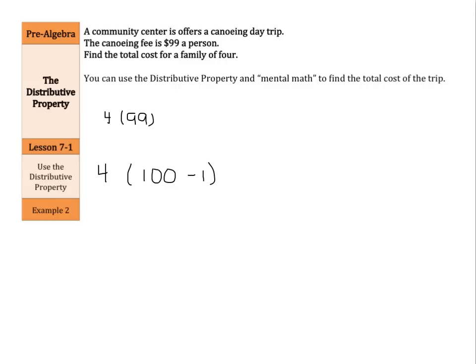Then I can use the distributive property to solve this, because this would be 4 times 100 minus 4 times 1. Of course, 4 times 100 is 400, 4 times 1 is 4, and 400 minus 4 is $396.